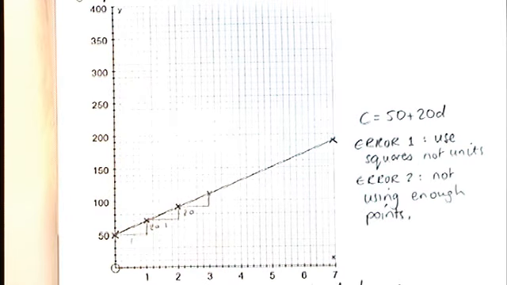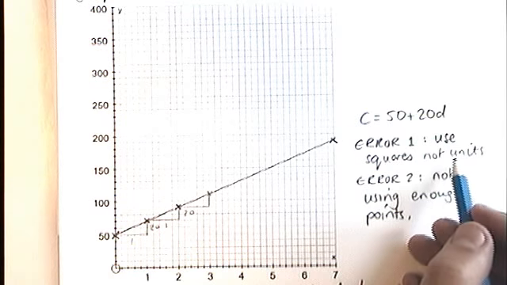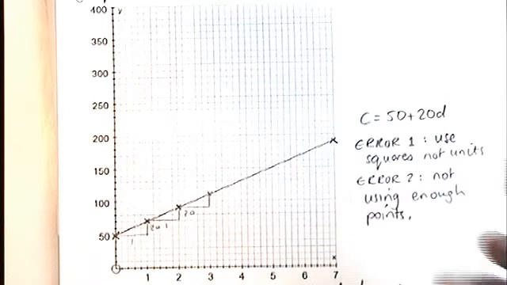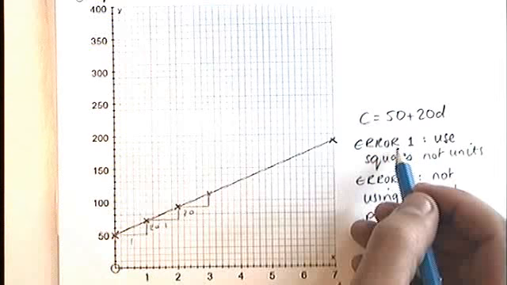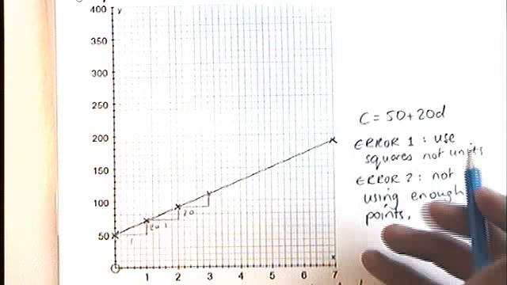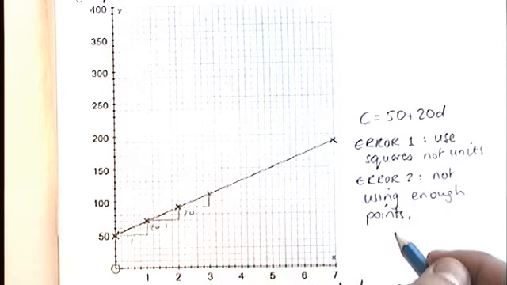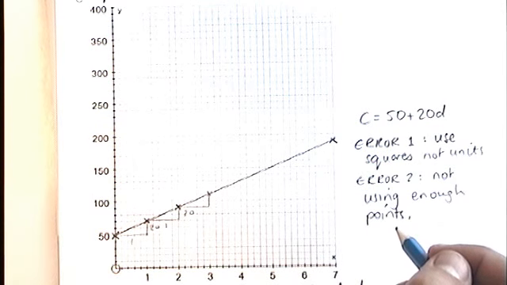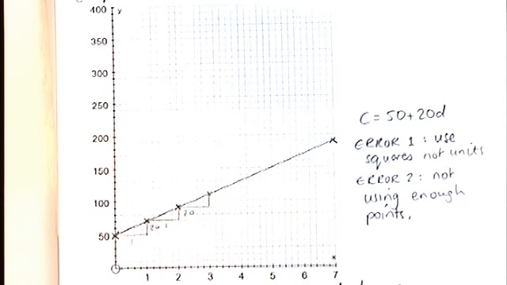Okay, number 1, you've got to use the units which are available. So an error would be to use the squares, not the units. And error number 2 would be not using enough points. I hope that's helped you to plot graphs using the gradient intercept method. Do take care with your units and your scales on graphs. It's probably the most common reason why clever people lose marks.